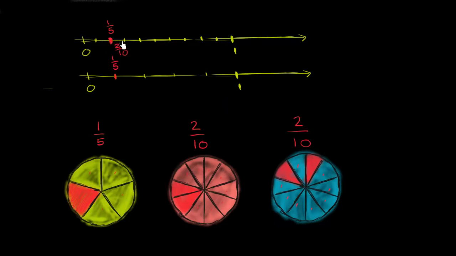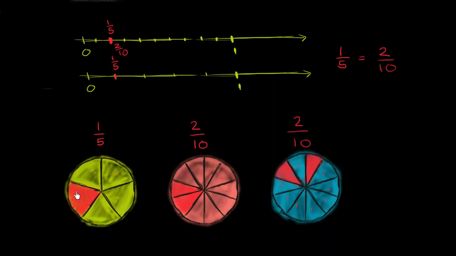And you might be saying, hey, wait, but that means that those are the same number. They're the exact same point on the number line. And if you said that, you would be absolutely correct. 1/5 is equal to 2/10. They represent the exact same number. And it makes sense even when you visually look at them as a fraction of these pies.